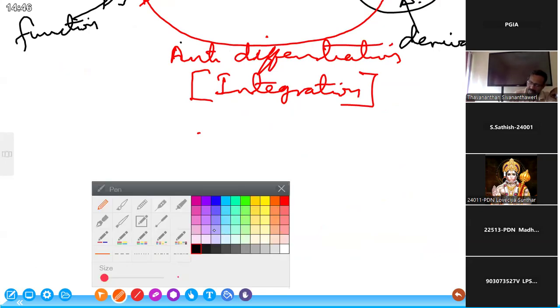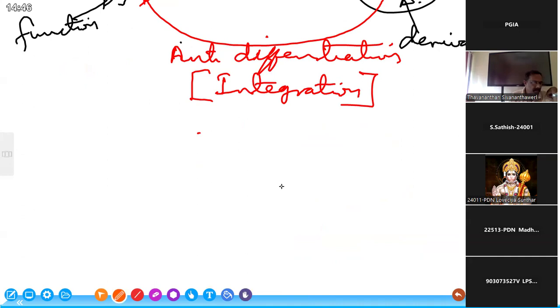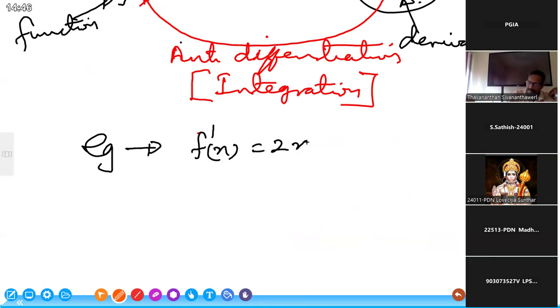Let's start with a very simple example. Now I got a derivative as this, 2x. So what is my original function?